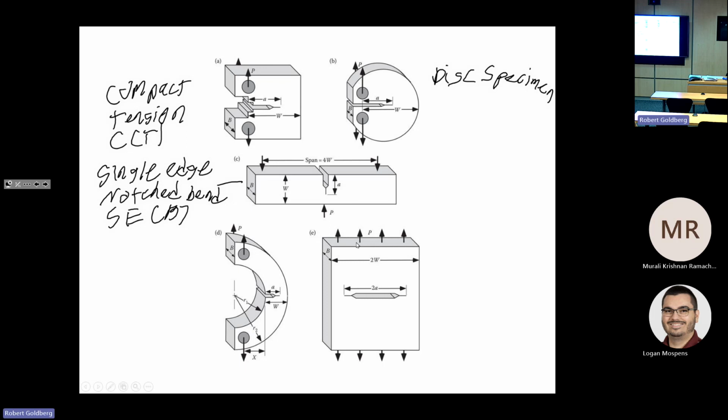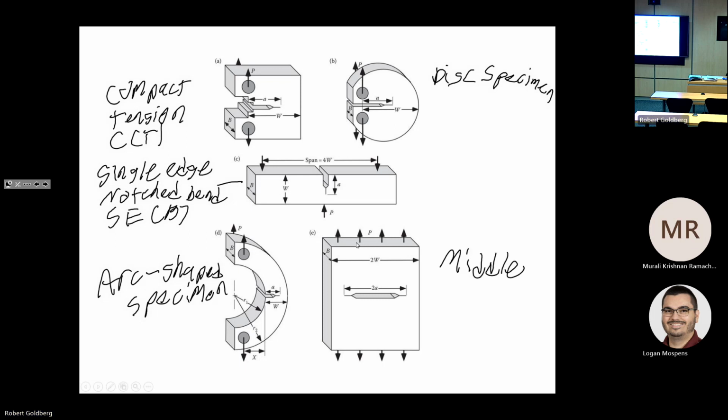SEB. And this one is the arc-shaped specimen. And then finally, this is the middle tension panel, MT. And also something to note is, these are the types of specimens that the various standards talk about.